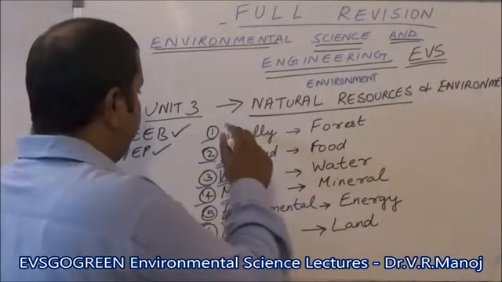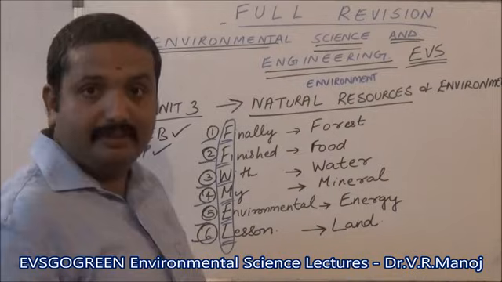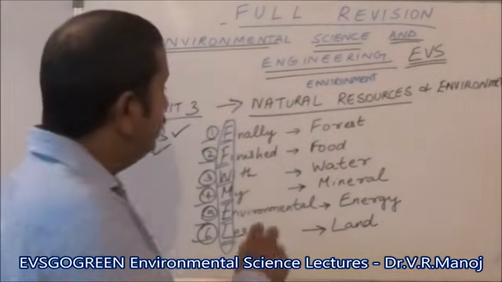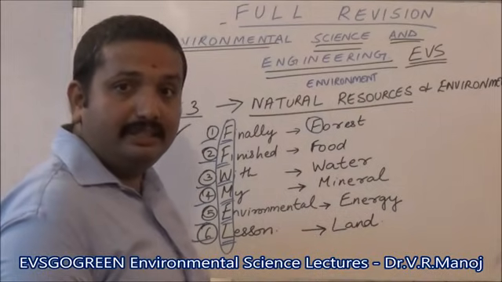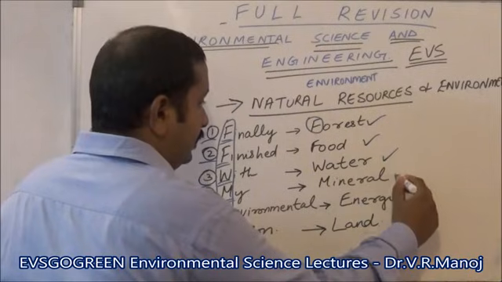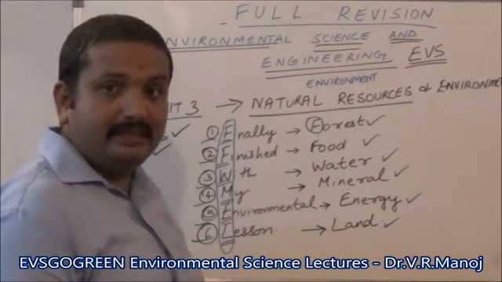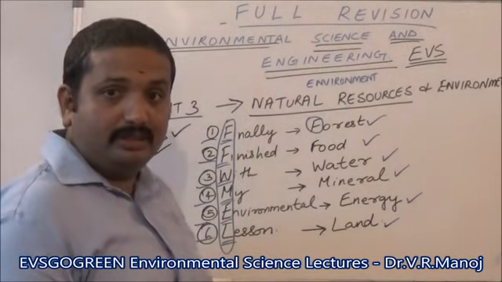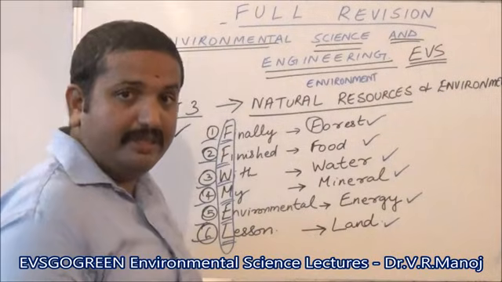Now remember the first letter of every word here, "finally finished with my environmental lesson," which corresponds to the first letter of the natural resource. So forest, food, water, mineral, energy and land. Okay, so these are the 6 natural resources that you should remember when you are learning about this particular unit.